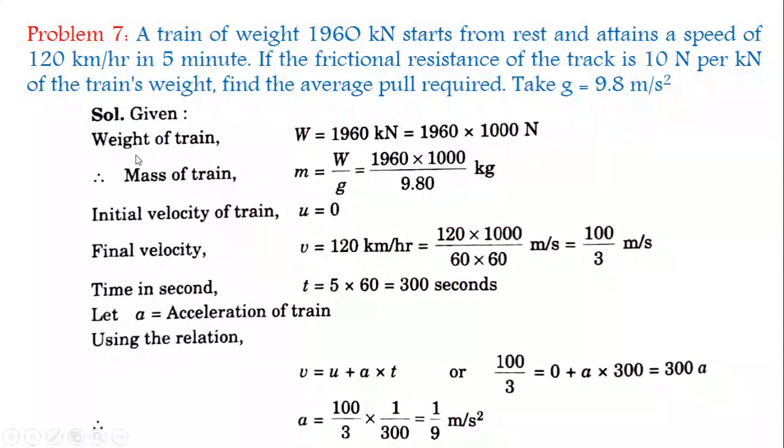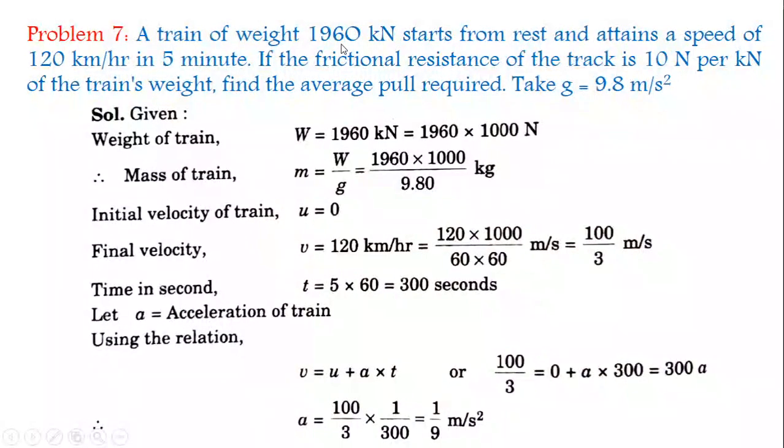Here, go to the solution. The weight of the train is 1960 kilonewton. We'll convert the kilonewton into newton: 1960 into 10 to the power 3 Newton. Now the mass of the train is this.